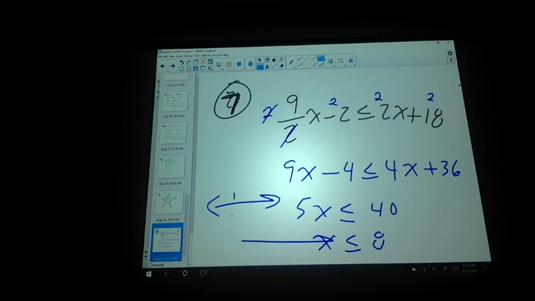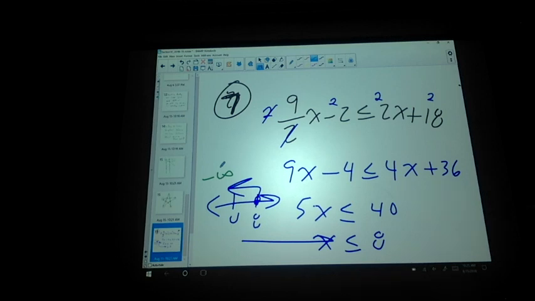So here's our number line. We got 0. We got 8 here. We have a solid dot and shading that way. So that's going to negative infinity.